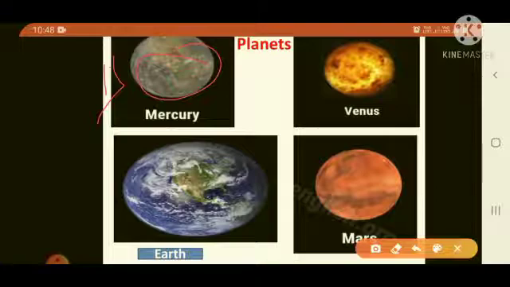Next, second one, Venus. Venus is the second from the sun. It is the brightest and hottest planet. It is also called the evening and morning star, as it can be seen in the evening and morning.